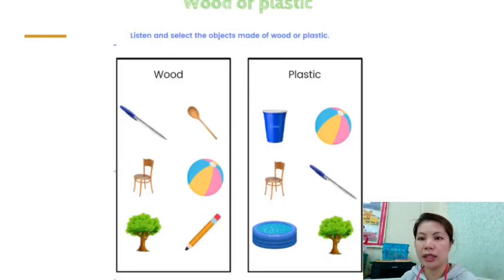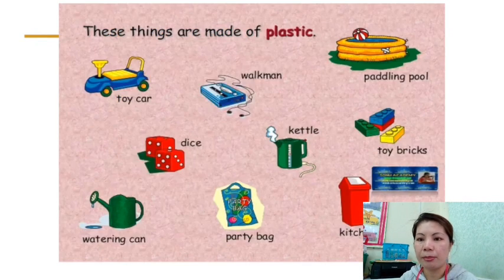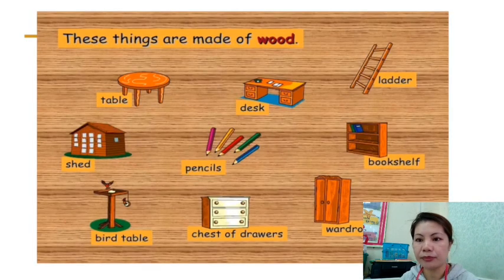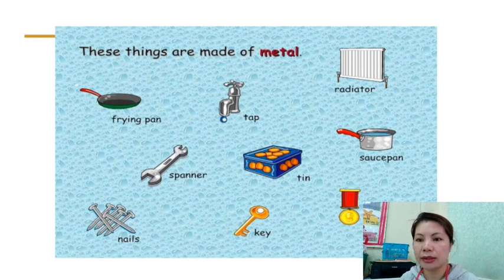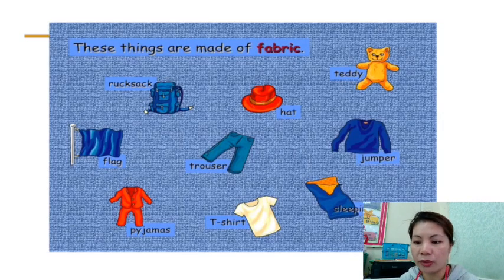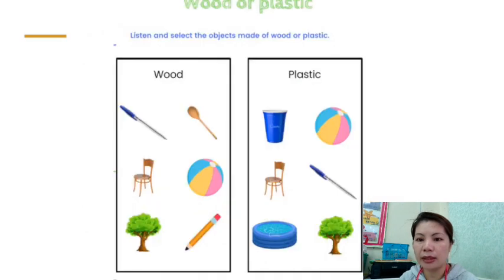Okay, no more. So these are the things or materials that are made of plastic, wood, rubber, metal, cloth or fabric, and glass. Okay, so these are the materials that we use every day. But these things are made of wood, glass, metal, plastic, or cloth.